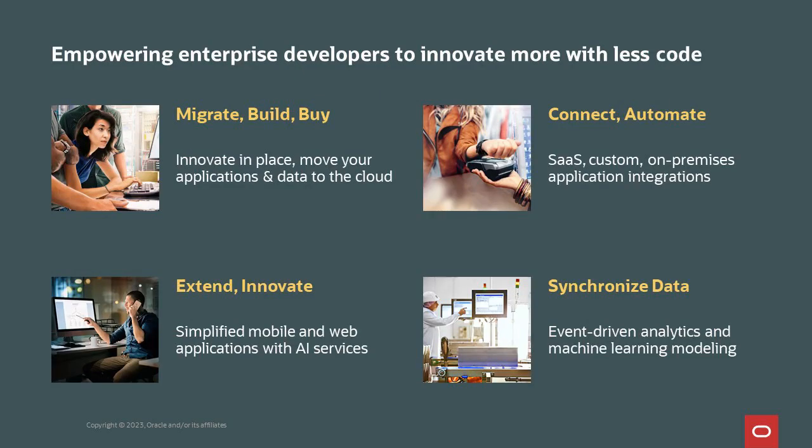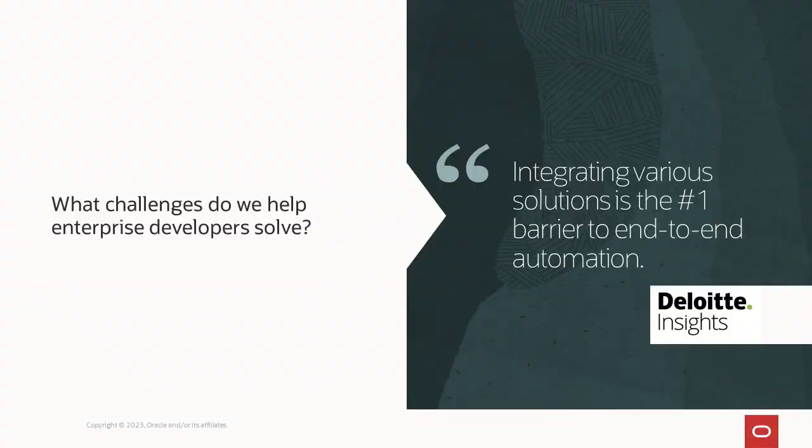How do we achieve those challenges? We can lift and shift the applications to the cloud. We can connect them and automate them. We can extend and innovate them with AI services or custom build applications, and we want to synchronize them. So to summarize it, integration is the facilitator for end-to-end process automation. Neil, how will Oracle integration address those challenges?